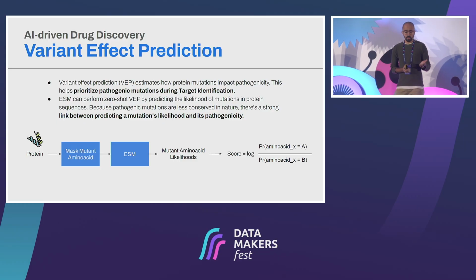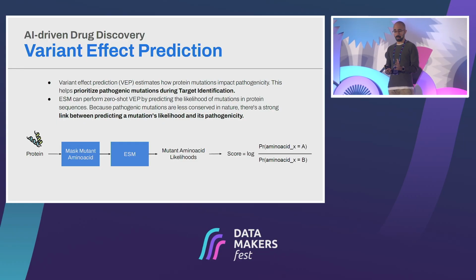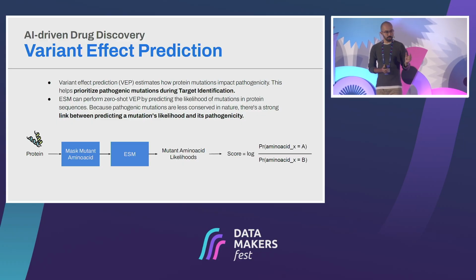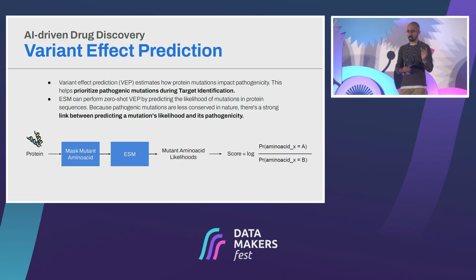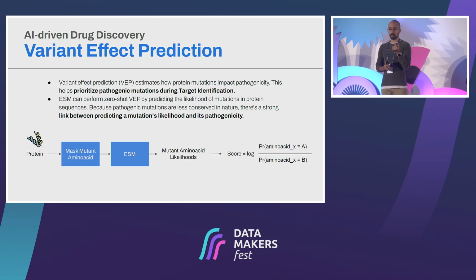And the cool thing is that ESM, zero shot, can perform VEP. So without any fine-tuning, without any labels, without much work, you can do VEP with ESM. How does that work? You grab your protein, your wild-type protein, the initial one. You mask the position that's going to suffer the mutation. And you run that through ESM.